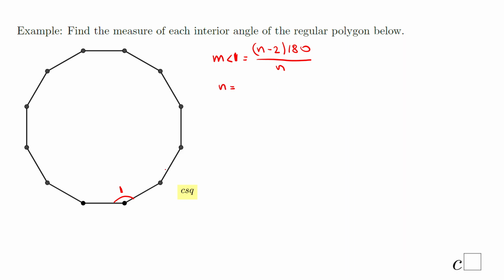N is the number of sides, so we're just going to count. 1, 2, 3, 4, 5, 6, 7, 8, 9, 10, 11, 12. This is a regular polygon of 12 sides. It's called the dodecagon. So now we're going to plug in these 12 for N, and let's see what we get. Okay, so obviously we have here 12 minus 2 times 180 divided by 12. 12 minus 2 is the first thing you're going to do, which is 10 times 180 divided by 12.